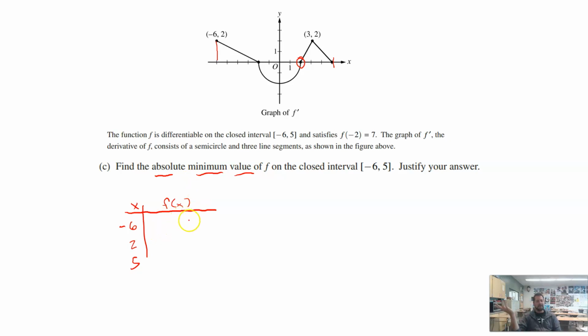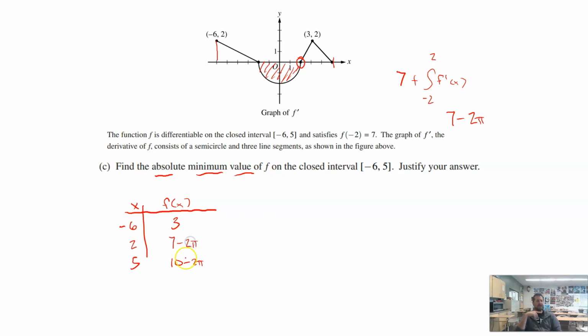So we already found in part A that f of -6 was 3, and we also did 5. We found that was 10 minus 2 pi. If we remember, we simplified that down. That's what we got. So what I need to do now is just find the y value at x equals 2. We're going to do that the same way we did it before, where I'm going to go 7 plus the integral from negative 2 to 2 of f prime of x. Well, that is just that semicircle that's below the x-axis like we talked about before. So that is 7 minus 2 pi.